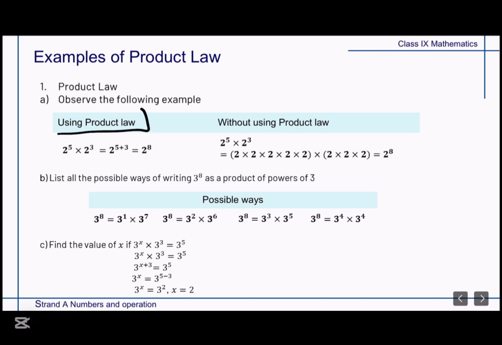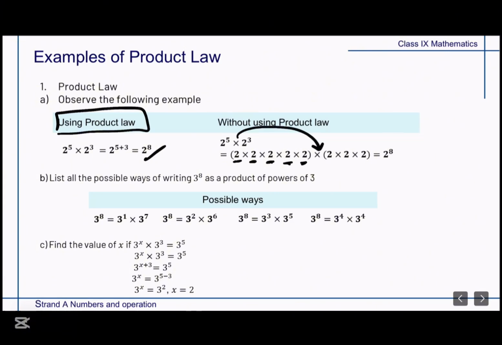Now, when you are using product law, 2 raised to 5 times 2 raised to 3 is 2 raised to 5 plus 3, which is 2 raised to 8. However, if you do not use product law, it doesn't mean that we will not get the result. The definition says that 2 raised to 5 means 2 is being repeated 5 times. And this multiplication is coming here.